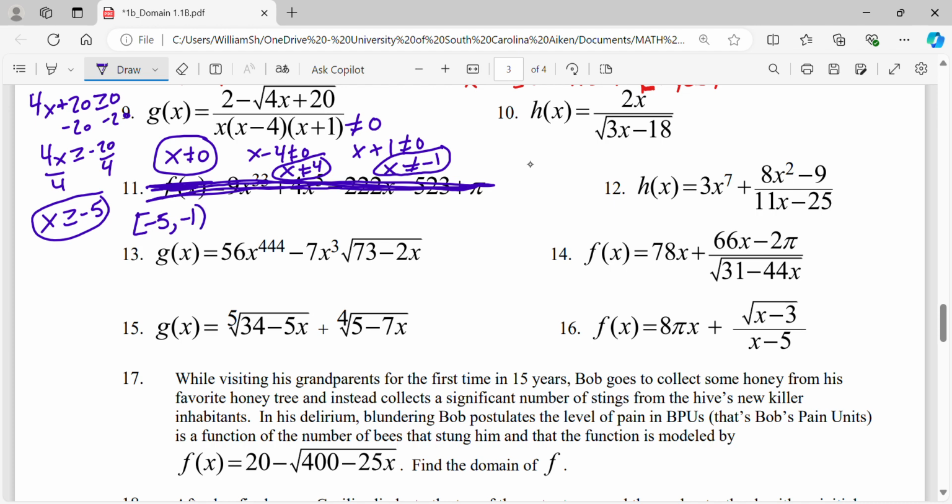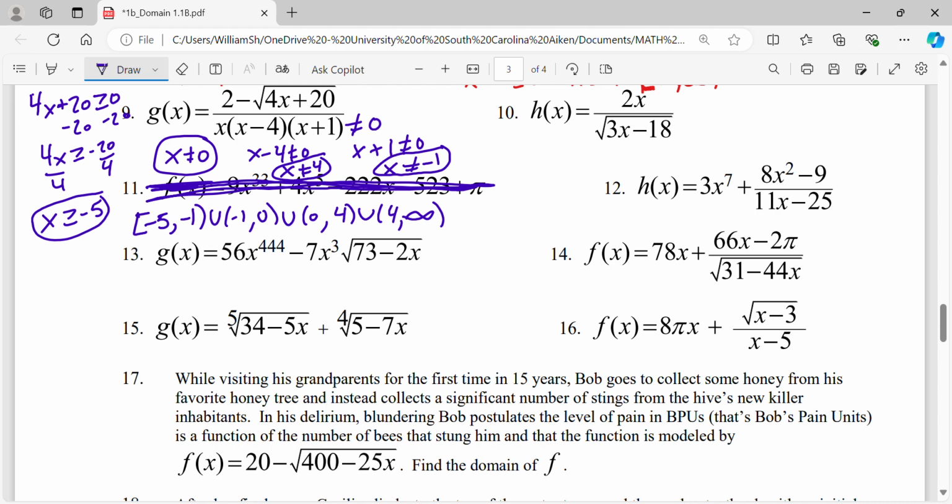So we get to negative 1, we want to jump negative 1. We're going to go to our next number, which is 0. We want to jump it too. And then we're going to go to 4. We've got to jump it as well. And then we can continue on to infinity. So it looks like bracket negative 5 to negative 1 parenthesis, union, parenthesis negative 1, 0 parenthesis, union, parenthesis 0, 4 parenthesis, union, parenthesis 4, infinity. Quite a complex setup on that one.